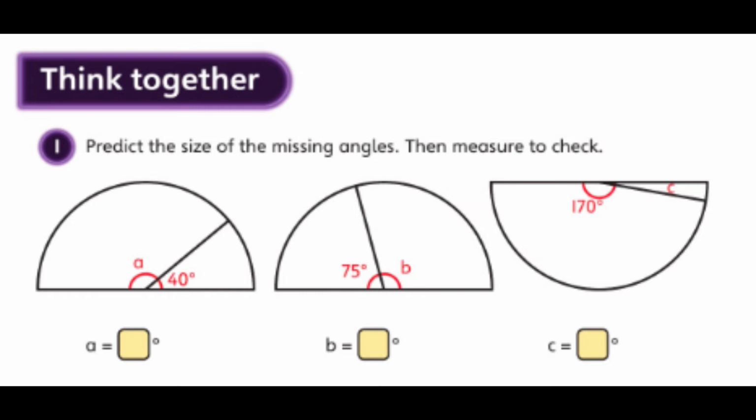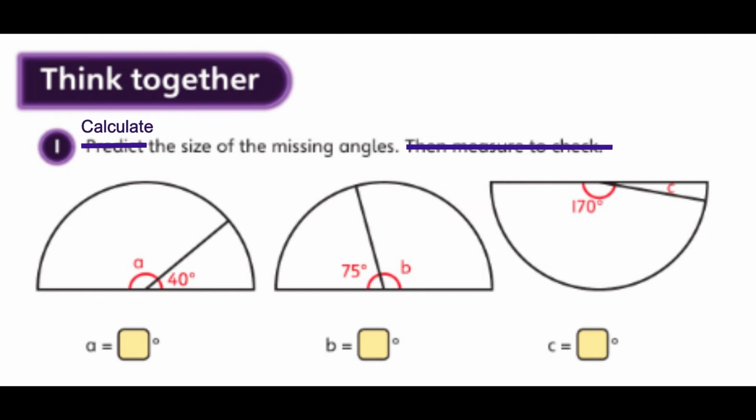Here's question 1 from the Think Together portion of the textbook. It says, predict the size of the missing angles, then measure to check. Well, I don't want you measuring your screen, so instead of predicting, I want you to actually calculate it. Remember, a straight line is 180 degrees, so if you subtract what you know from the 180 degrees, you're going to be left with the other angle.